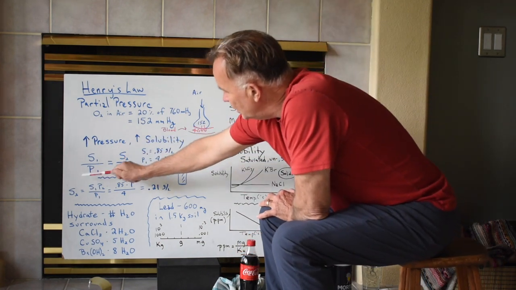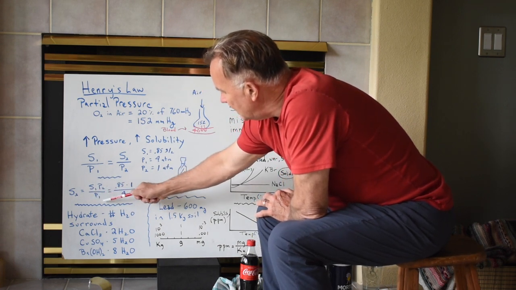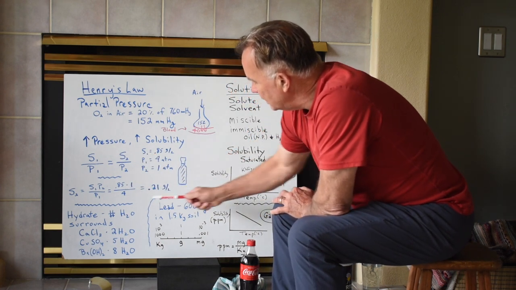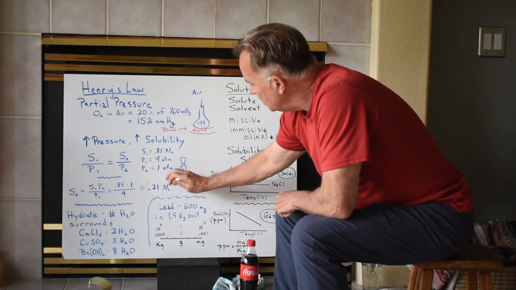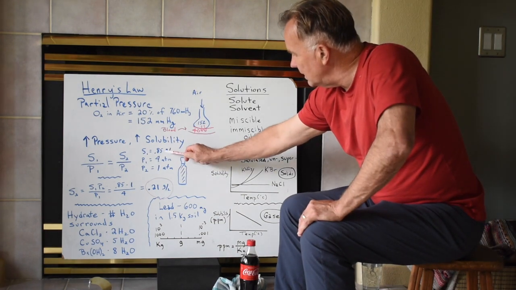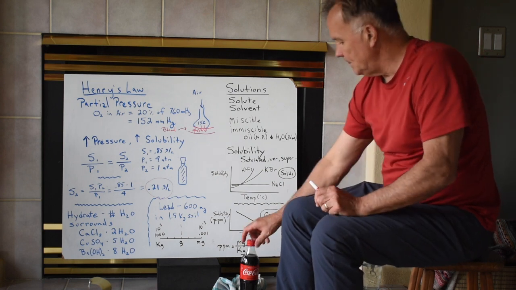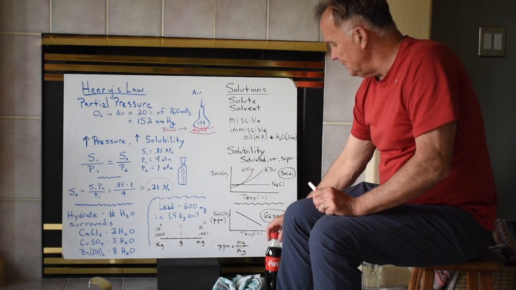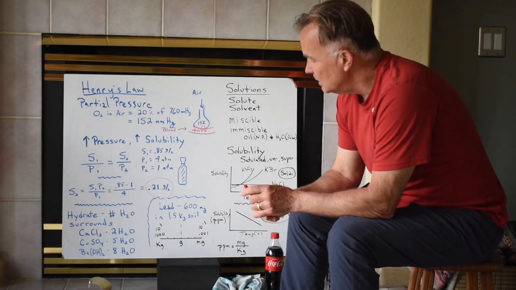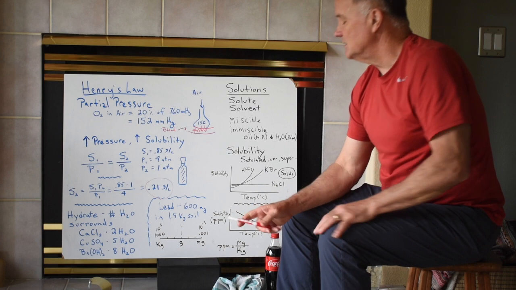Here we go. If you rearrange this formula, the second solubility would be S1 times P2 divided by P1. So you would take 0.85 times 1 divided by 4. If you do that, you come out with 0.21 grams per liter. Of course, that makes sense. The pressure is going down, so the solubility goes down by the same amount. So again, that's how they keep things carbonated. If you release that and let it go to the atmosphere, of course, it goes flat and loses its carbonation.